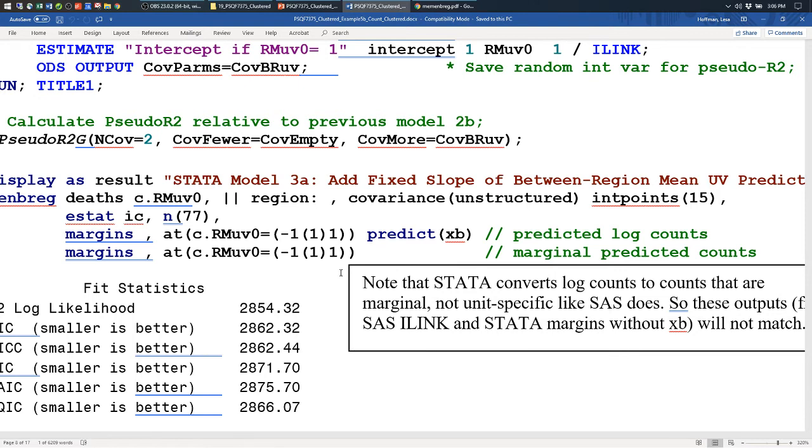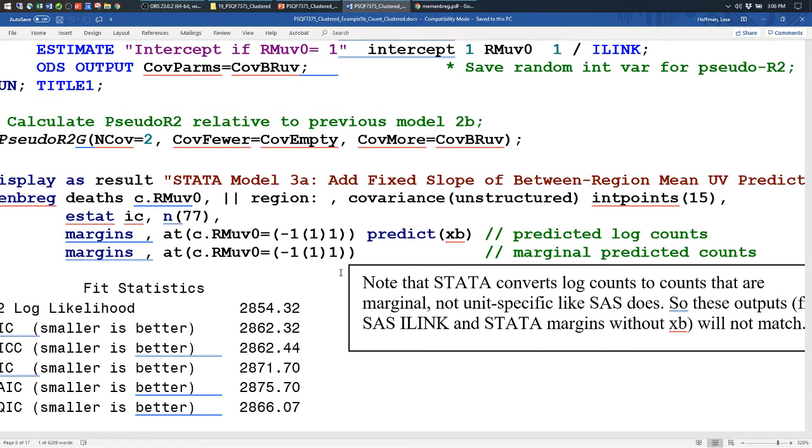Predict XB means do it in the scale of the linear predictor, meaning log count, and predict it from the fixed effects. If you leave off predict XB, it gives it to you in counts, like real people, but they're not unit specific.